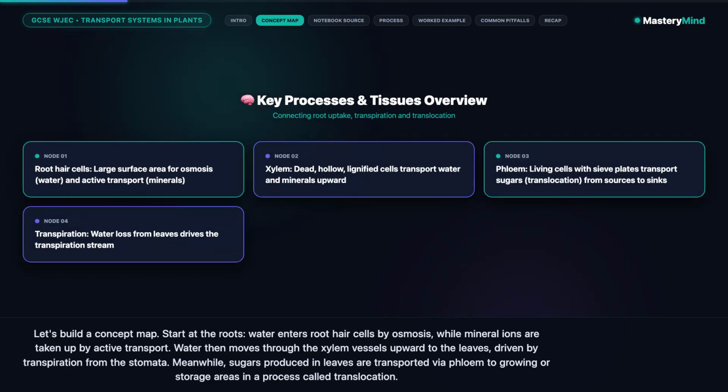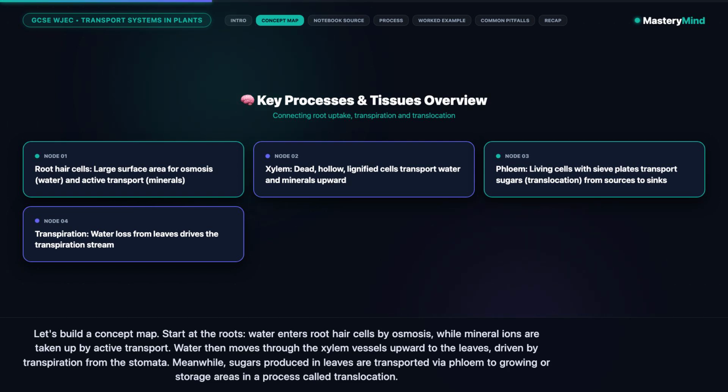Start at the roots. Water enters root hair cells by osmosis, while mineral ions are taken up by active transport. Water then moves through the xylem vessels upward to the leaves, driven by transpiration from the stomata. Meanwhile, sugars produced in leaves are transported via phloem to growing or storage areas in a process called translocation.